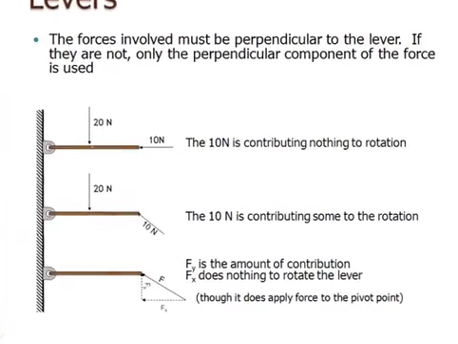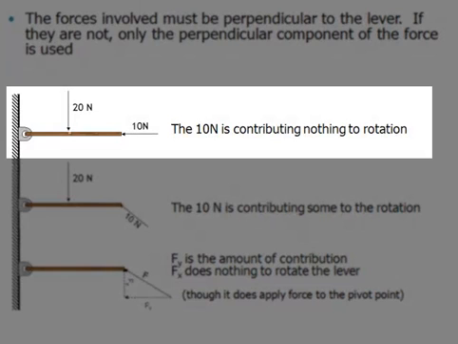In this first diagram, there's 20 newtons acting down, and the 10 newtons on the end is acting not perpendicular, but actually parallel to the lever. The 10 newtons itself is actually contributing nothing to the rotation, and if we were to let this lever fall, the 20 newtons would win and push it, and it would fall down.